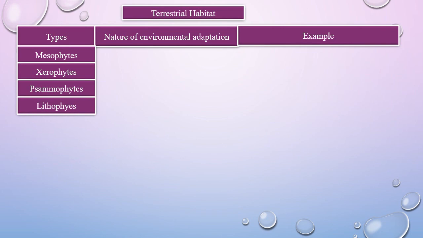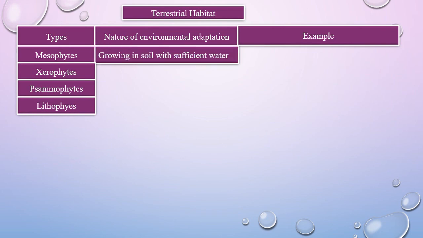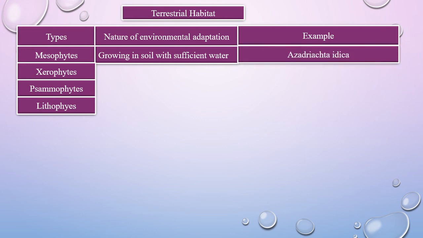When we talk about mesophytes, the plants which are growing in soil with sufficient water are known as mesophytes. Example for mesophytes is Azadirachta indica. In Tamil we call it Vembu.